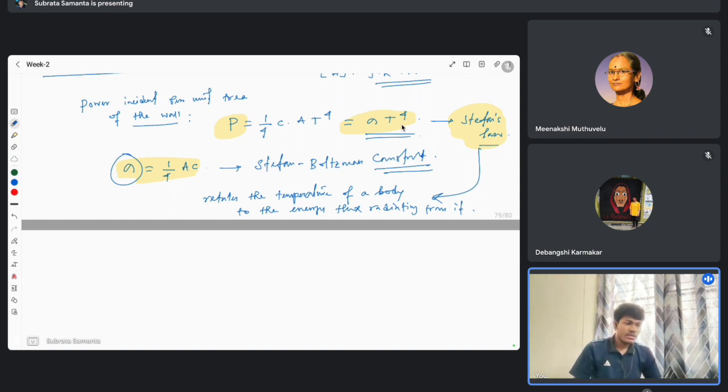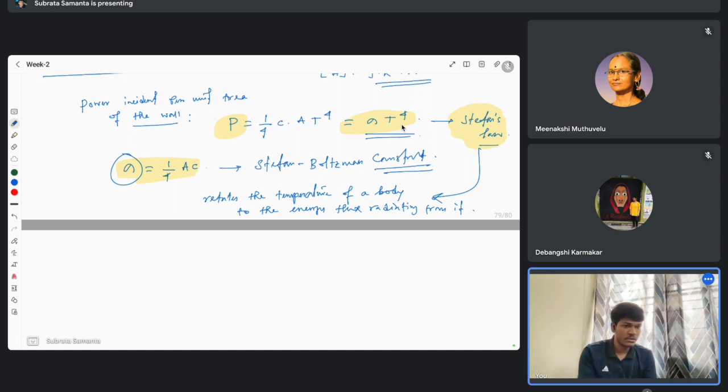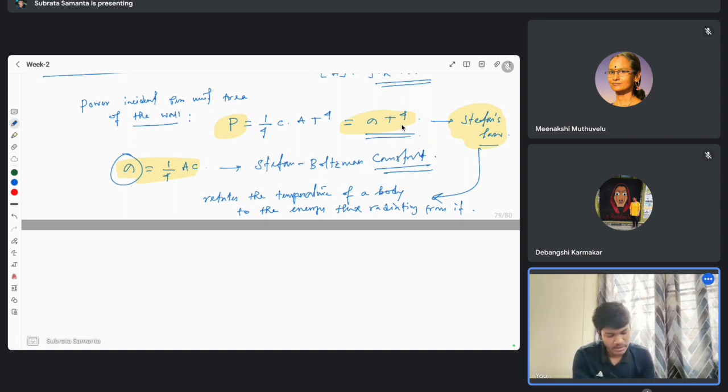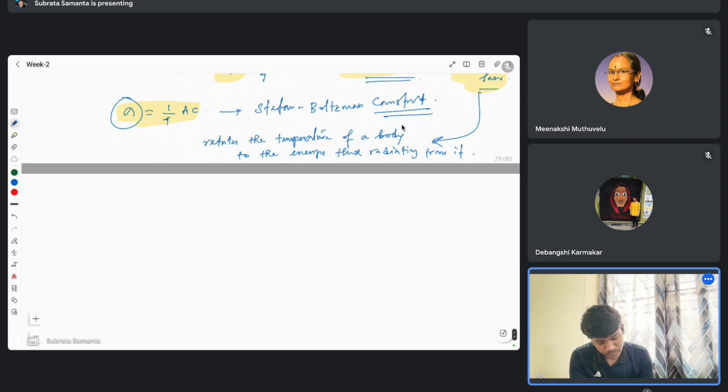So initially, this sigma was determined from experiment, but later from statistical mechanics, when we developed the statistical mechanics, that means the microscopic picture, we can also determine this constant and it matches with experiment. So that is the ongoing progress in this area.